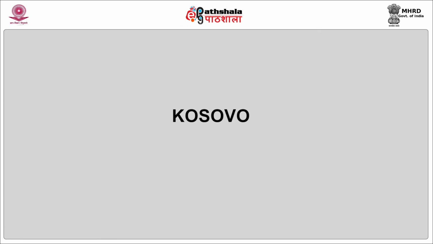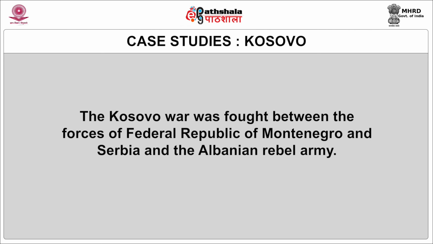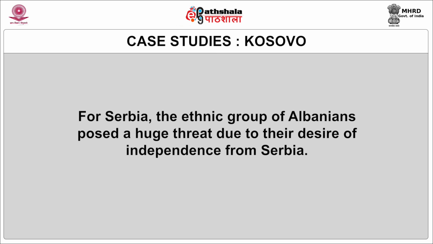The second is Kosovo. In another situation, the Kosovo War of 1998 to 1999, various reports say the victims are not being adequately compensated. The Kosovo War was fought between the forces of the Federal Republic of Yugoslavia, Montenegro and Serbia, and the Albanian rebel army. For Serbia, the ethnic group of Albanians posed a huge threat due to their desire for independence from Serbia. During the war, thousands of people were injured and killed by the security forces.